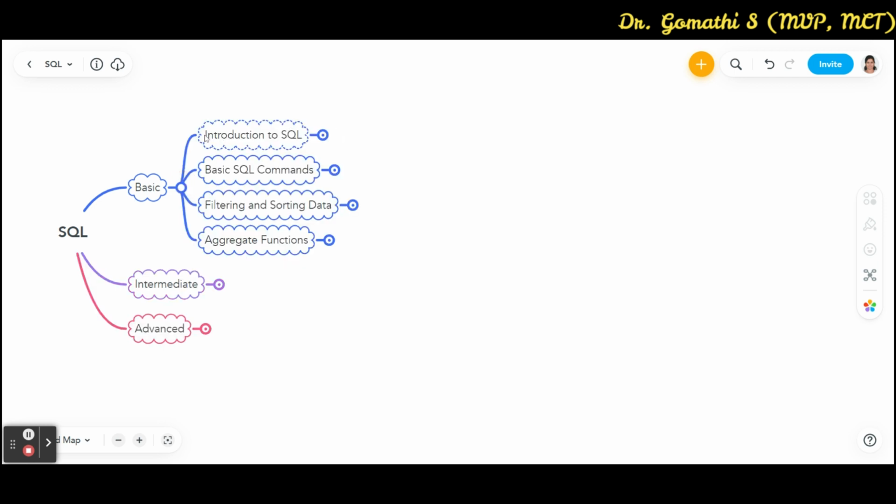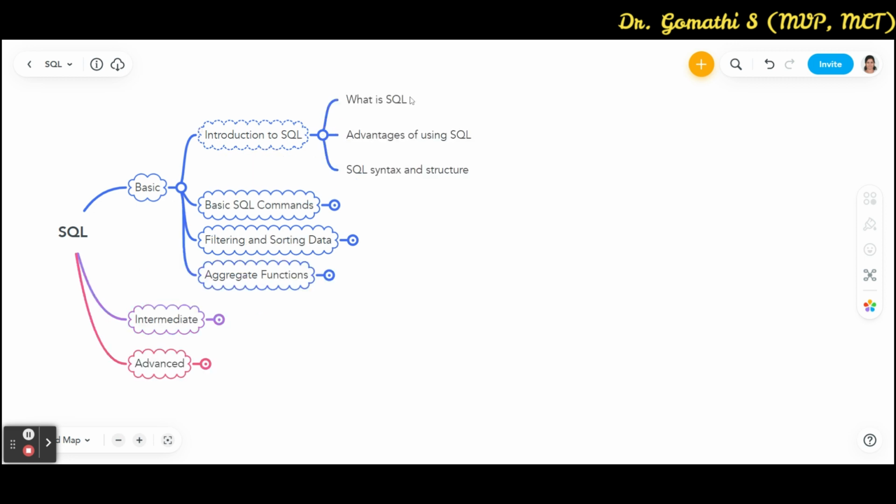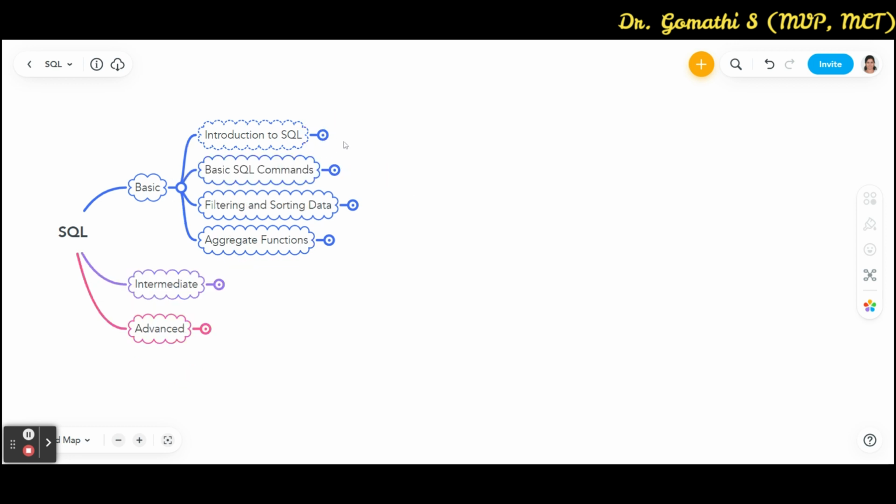As a beginner, you should understand what is SQL. In the introduction to SQL, you should know what SQL is, what the advantages of using SQL are, and what the SQL syntax and structure are. As I told you, it's a programming-like language, but it is not exactly like how we write a program in C, C++ or Python. It has its own structure to write, so all the syntax and structure you should know. That is the introduction to SQL.